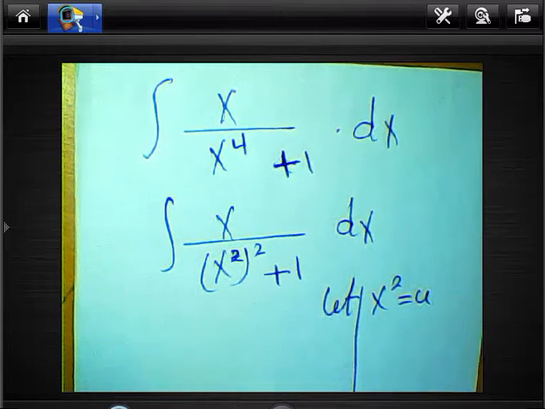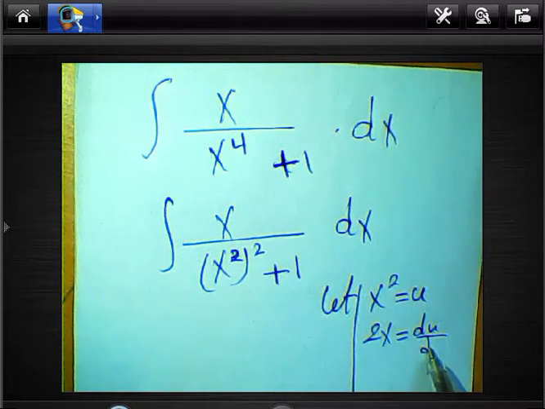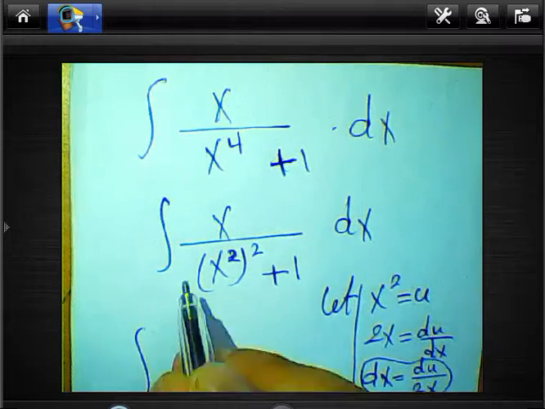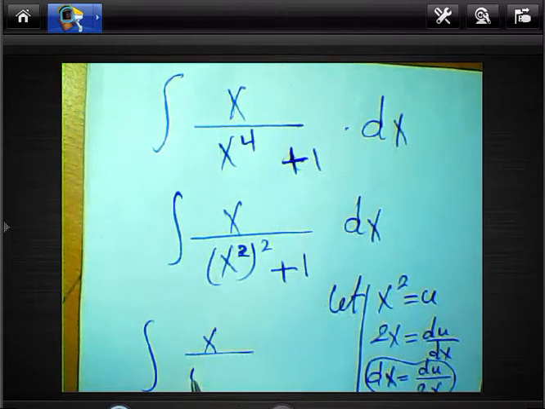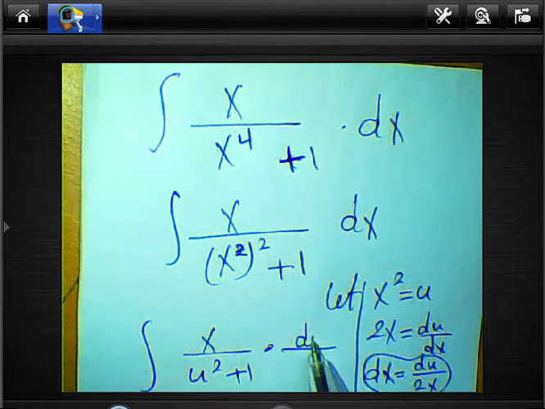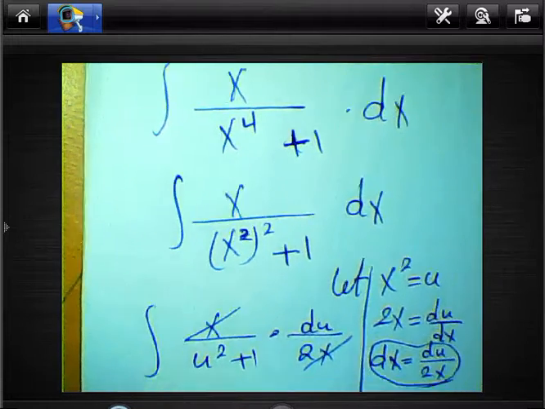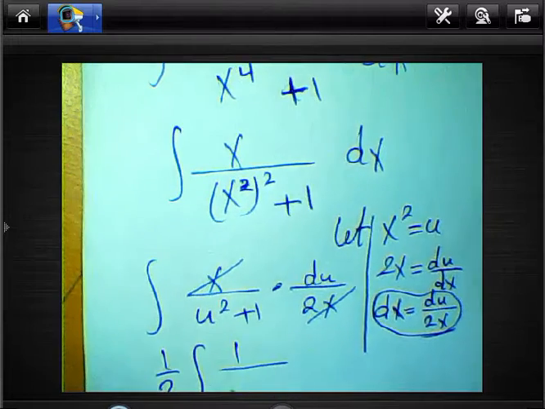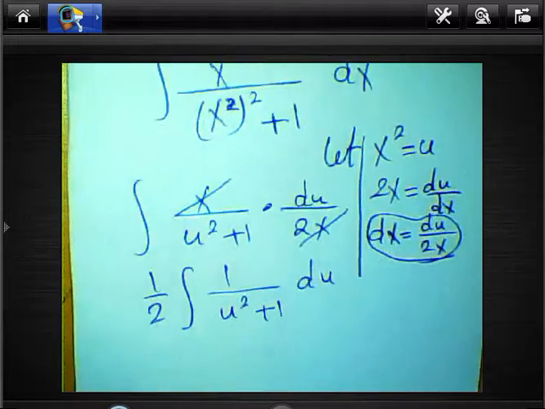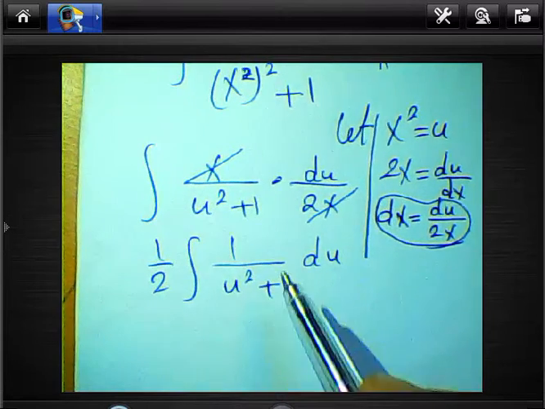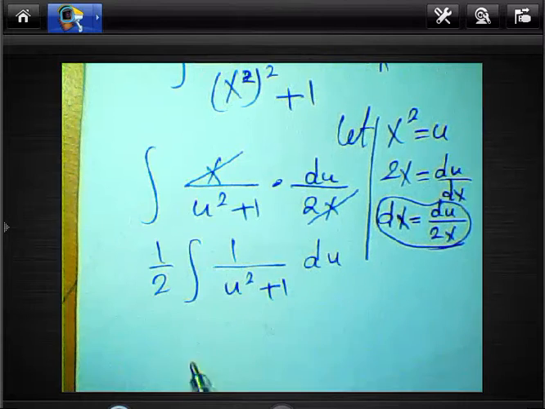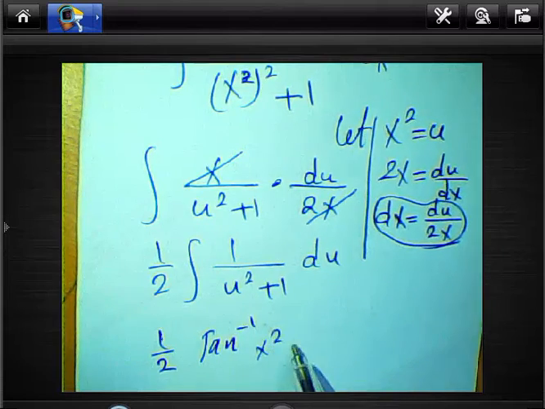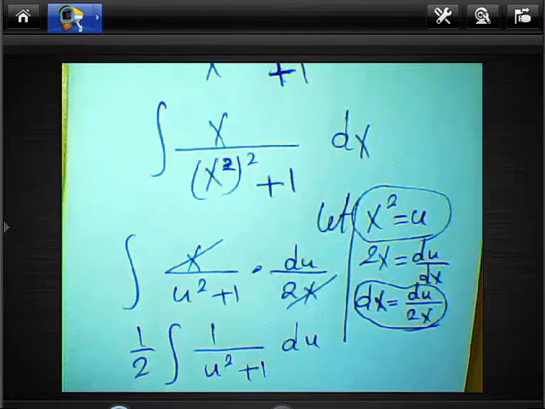We can write 2x equal du over dx, then dx equal du over 2x. In this example we can write here x over u to the power 2 plus 1 dot dx equal du over 2x. We can cancel x with x, then the result will be 1 over u to the power 2 plus 1. We have 2 outside, we can write half outside here, 1 over u to the power 2 plus 1 du, which is the inverse of the denominator.